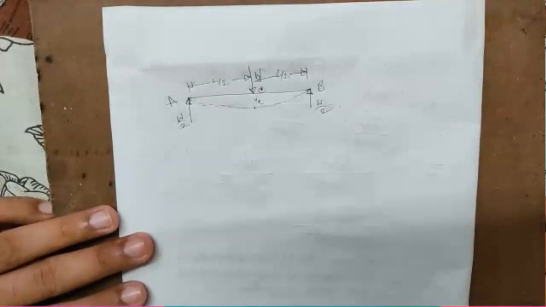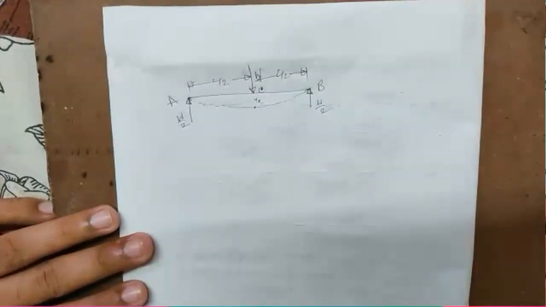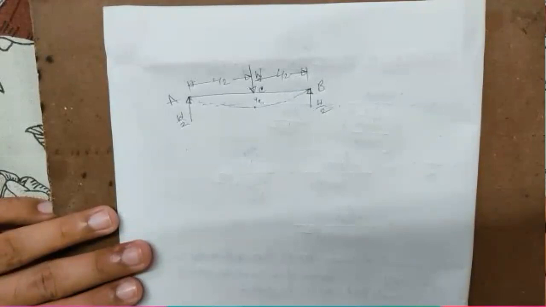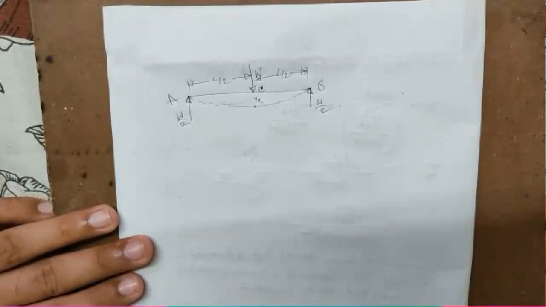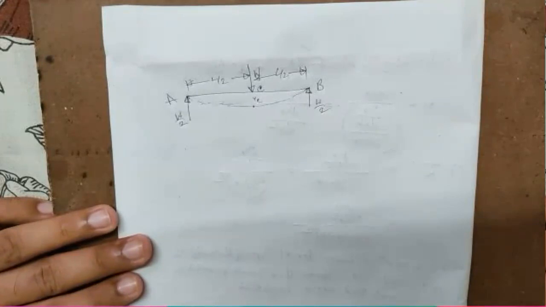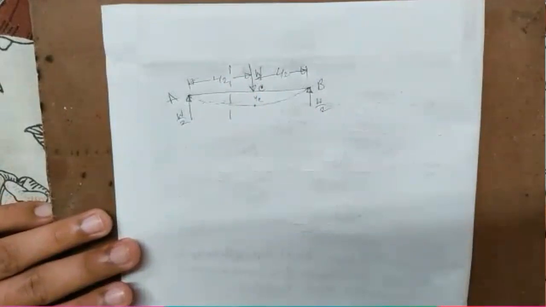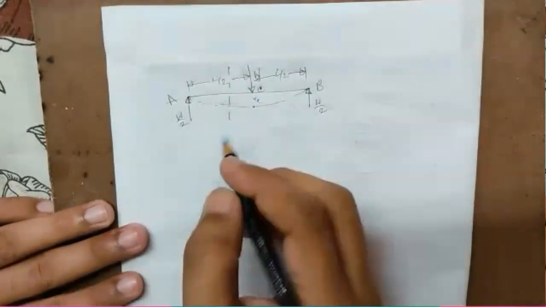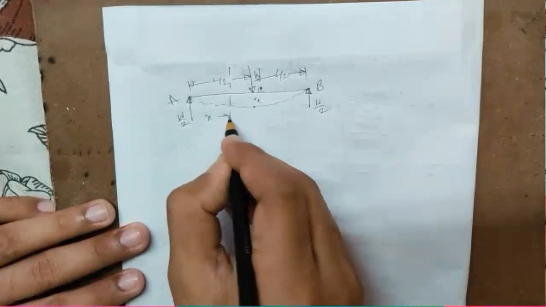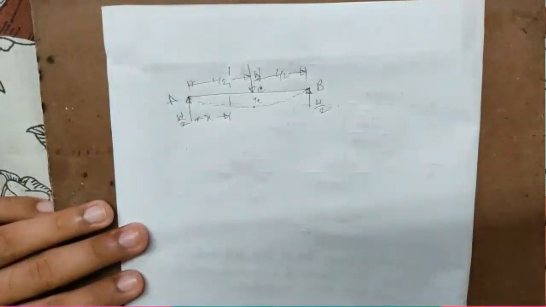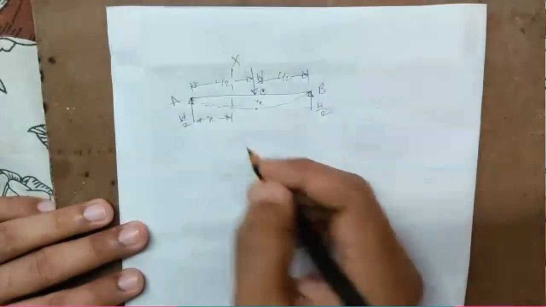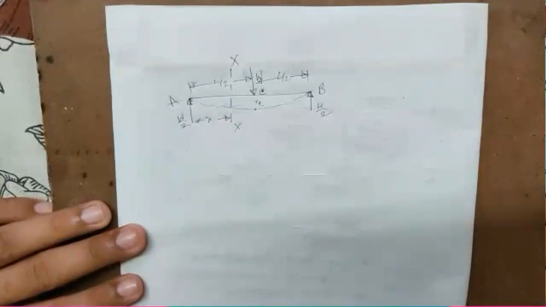So now RA equal to RB will be equal to W by 2. Our job is to find out YC, the deflection at the middle. For that purpose, we will take a section. This is the double integration method we are practicing. Say this is a section XX at a distance of small x from the end A.